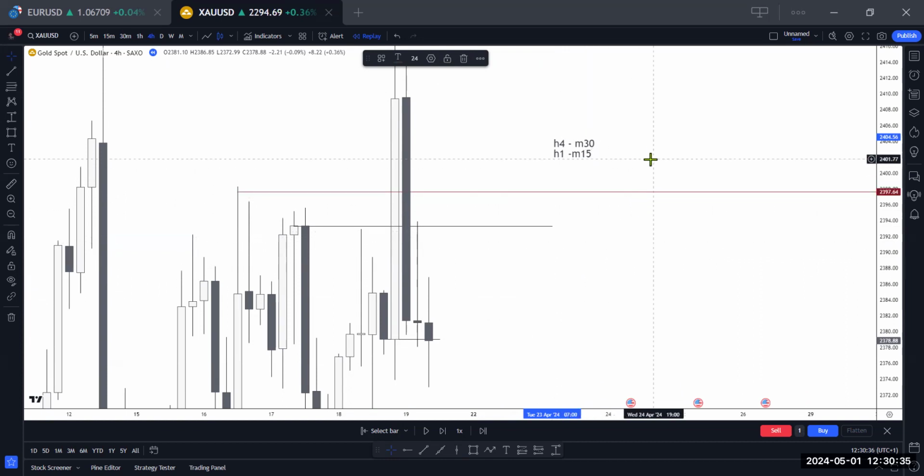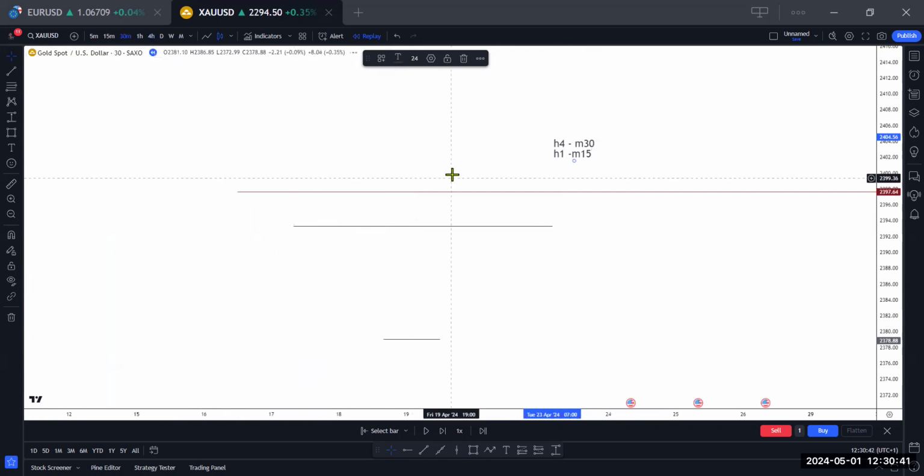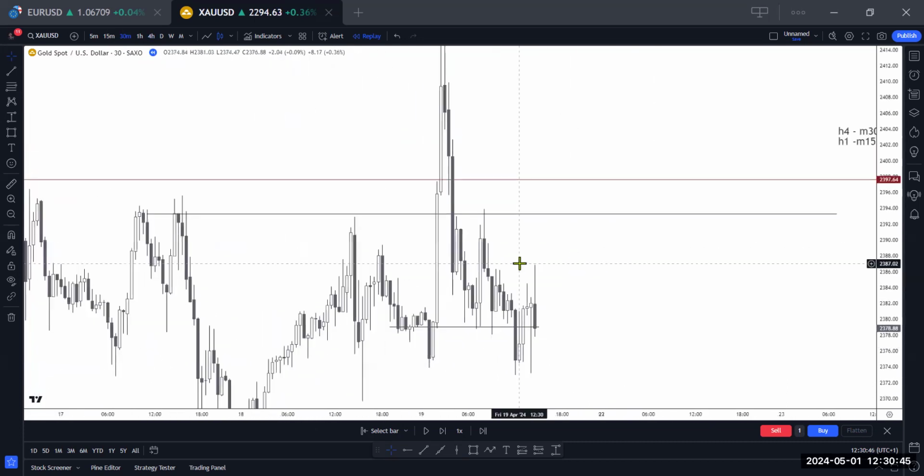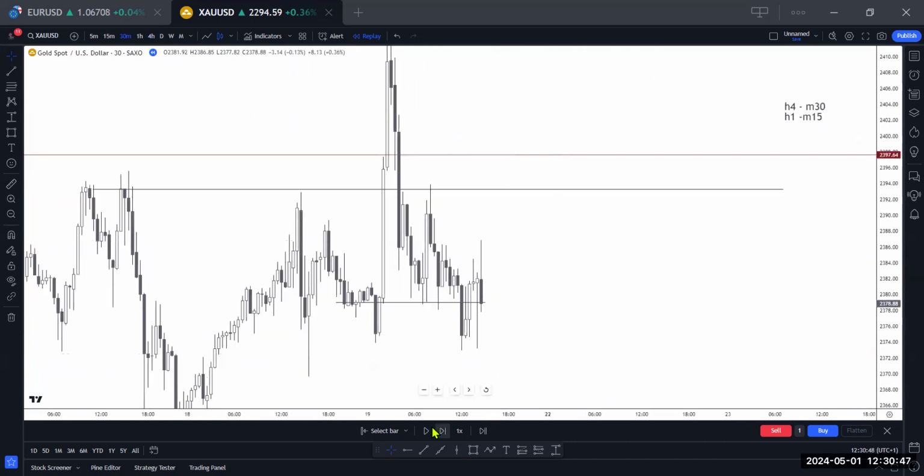Which one am I looking for, guys? If I want to sell, I'll be looking for engulfing sell, right? Engulfing sell. Very good. So let's go to M30. In M30, we'll wait for our engulfing sell. Okay, so let's see.